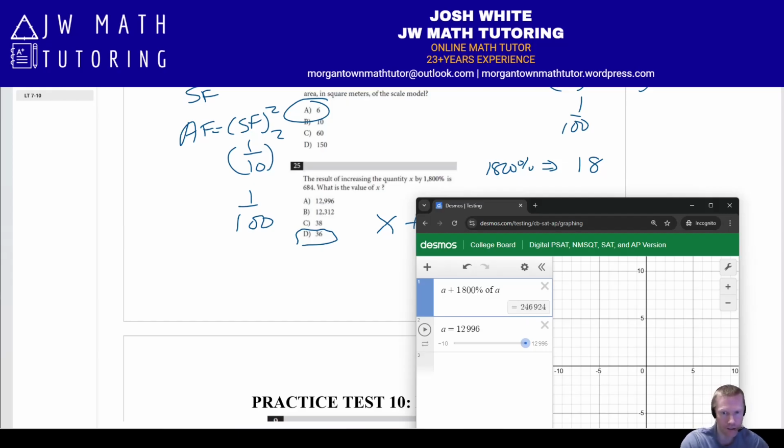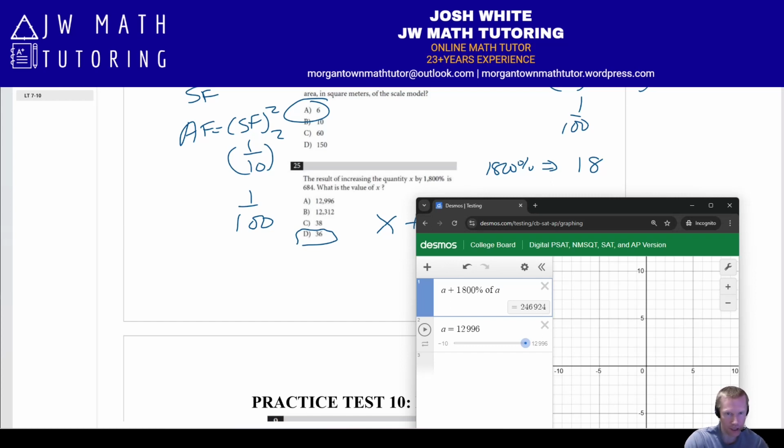So here's what we're looking at. The reason I'm doing this is just to save time. So are all my answer choices. A is my answer choice I'm plugging in. So I'm taking the number, I'm increasing it by 1800% of that, and then I'm seeing, do I get 684?